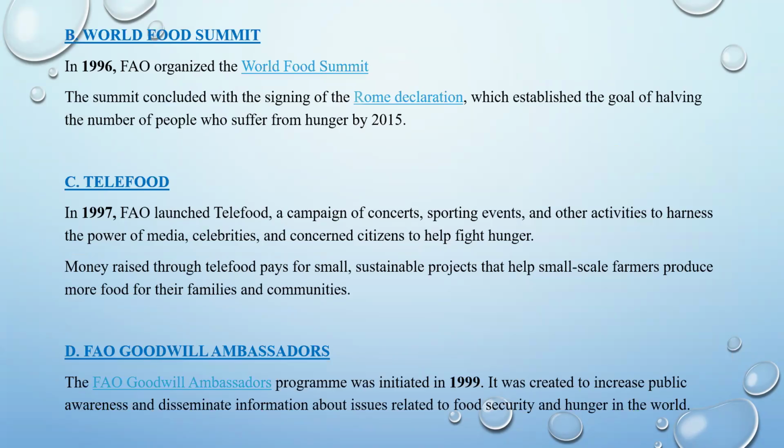The second program was World Food Summit. In 1996, FAO organized the World Food Summit. The summit concluded with the signing of the Rome Declaration, which established the goal of halving the number of people who suffer from hunger by 2015.